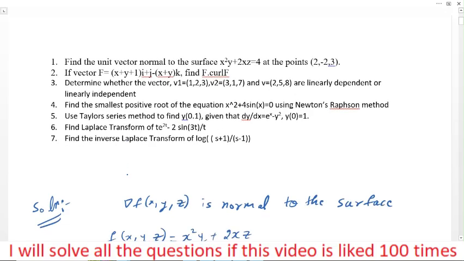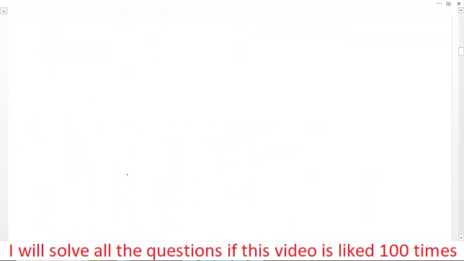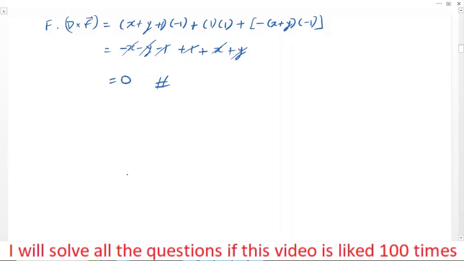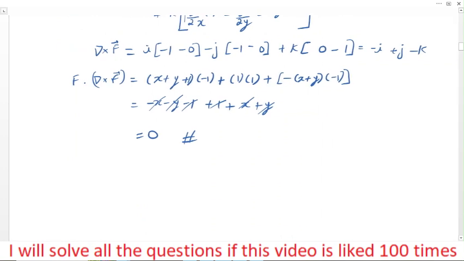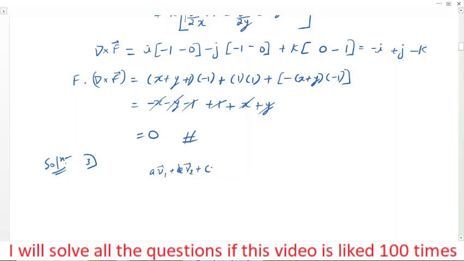So here this is v3. After the second problem, we'll simplify the third solution. Let us take the third solution. First, we check whether they are linearly independent or linearly dependent. Let us take v1, v2, v3 and see, are they really linearly independent? Let us write a v1 plus b v2 plus c v3 is equal to 0.